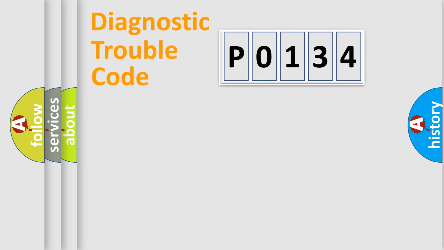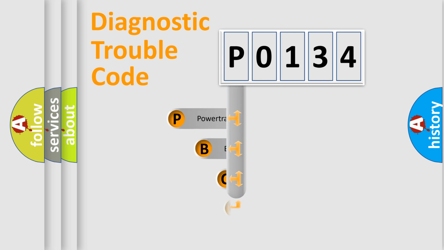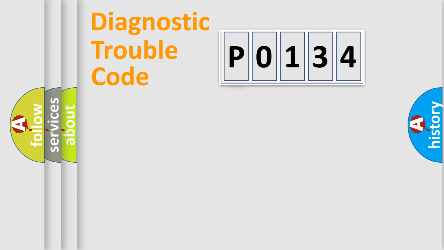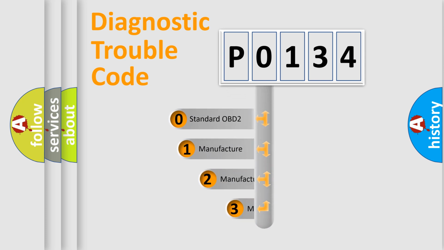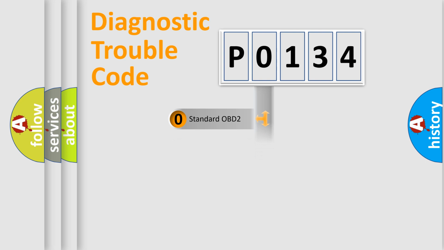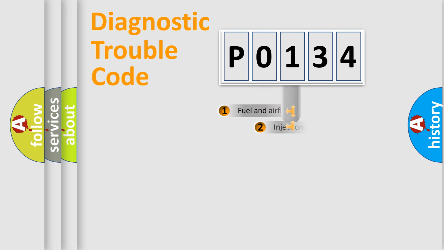Let's do this. First, let's look at the history of diagnostic fault code composition according to the OBD2 protocol, which is unified for all automakers since 2000. We divide the electric system of an automobile into four basic units: powertrain, body, chassis, network. This distribution is defined in the first character of the code. If the second character is 0, it is a standardized error. In the case of numbers 1, 2, 3, it is a more specific expression of a car-specific error.